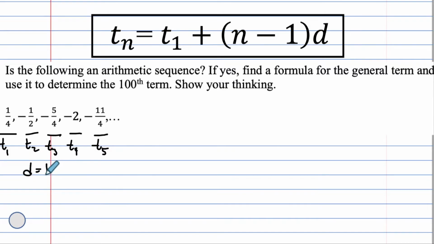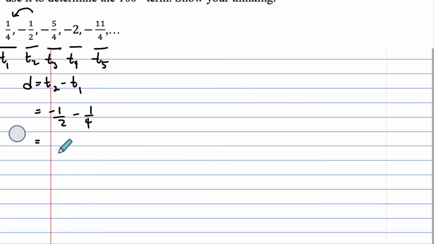D is equal to T of 2 minus T of 1. So we know we're going this way to check it with a subtraction. Negative 1/2, subtract 1/4. We need a common denominator, and we'll go for 4. So negative 2/4 subtract 1/4 gives us, it looks like this, negative 2/4 combining with negative 1/4 is a negative 3/4.